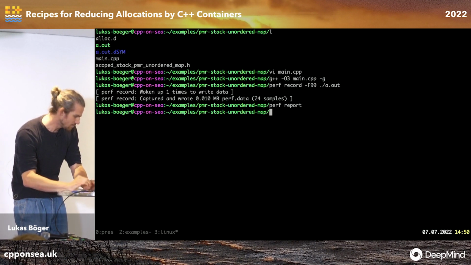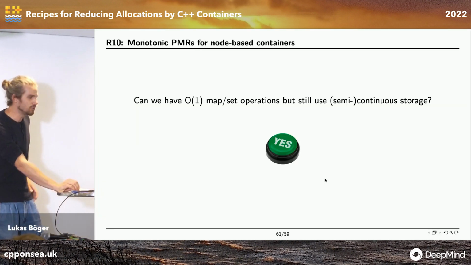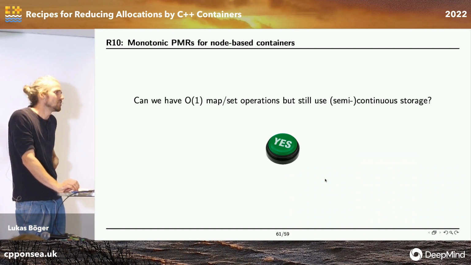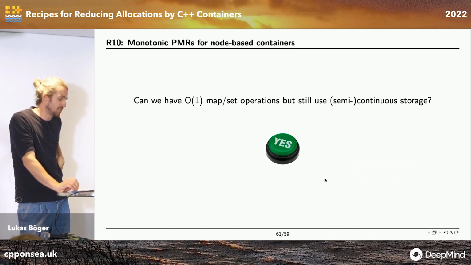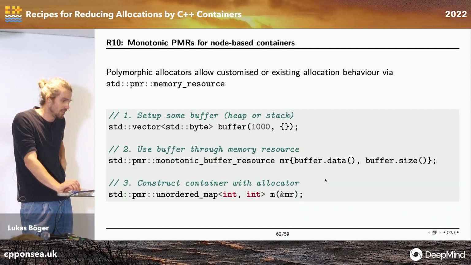Let me go back to the slides. We want to use contiguous storage, or semi-contiguous storage for that matter, with these hash map and set operations that offer some advantages over flat map and flat set. How do we do that?